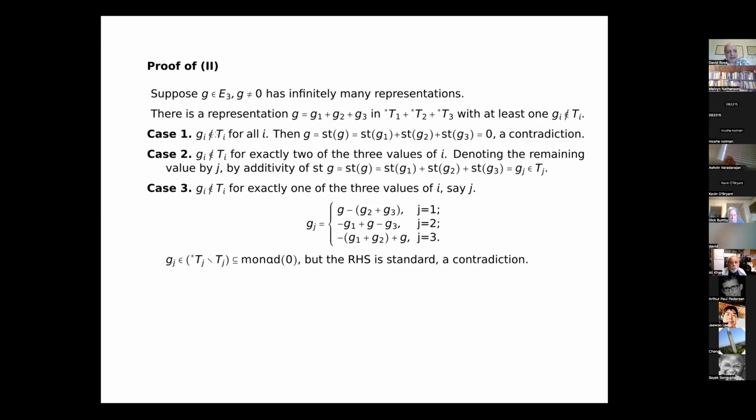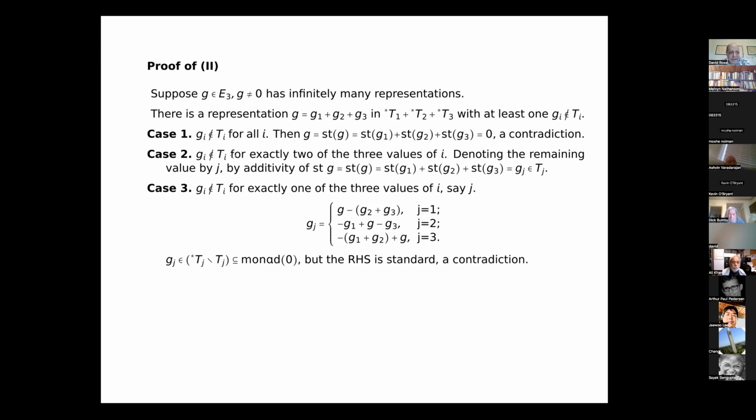So one possibility is that they're all non-standard. All three of the G sub i's are in star T sub i minus T sub i. Then G is its own standard part, since any standard element is its own standard part. That's the standard part of G1 plus the standard part of G2 plus the standard part of G3. But all those are 0, and so that has to be 0. That's a contradiction, because we're assuming that it's non-zero.